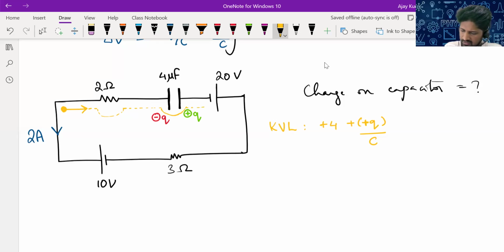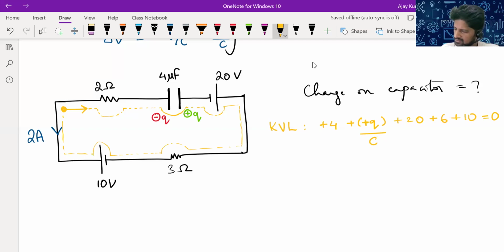Okay. Vanilla, continue. When you go from negative terminal of the cell to the positive terminal, how much potential change do you consider? Plus 20, sir. Plus 20. Okay. And continue moving along this loop. 3 ohm resistance. Are you going in the direction of current or opposite to it? Opposite, sir. So opposite. 6. So plus IR, that becomes plus 6. And again, 10-volt cell also, we are going from negative terminal to positive terminal. So plus 10. That's all. And we return to the starting point. This sum should be equal to 0. That is how we apply KVL.